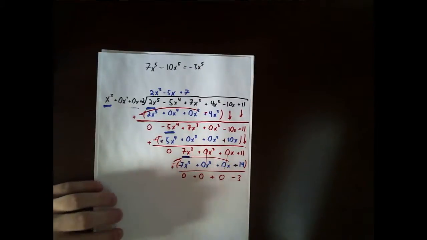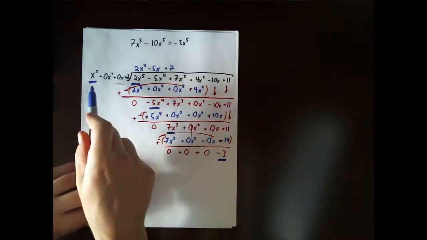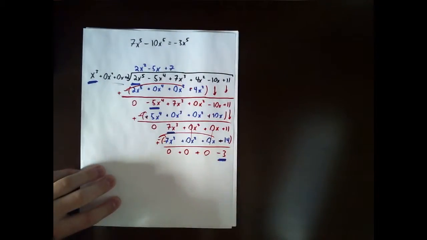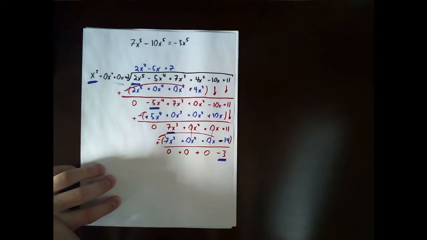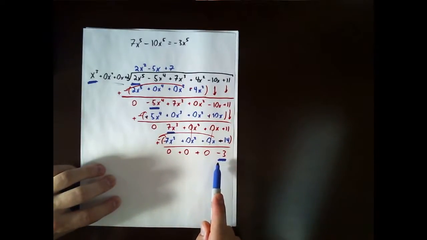So now we're going to complete this process again. We are going to look at our negative 3 and we're going to look at our x cubed, and we're going to say, what do I need to multiply my x cubed by to get negative 3? And the answer to that is, well, I can't do that. So that's how we know that we're done with our polynomial long division. And if you happen to have a number left over here, that means that you have a remainder.